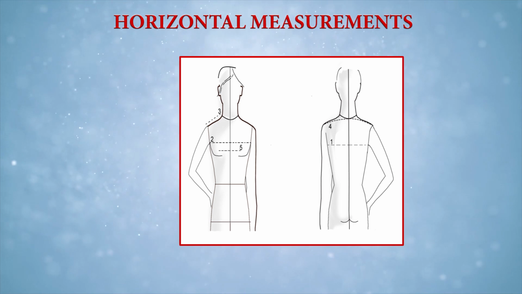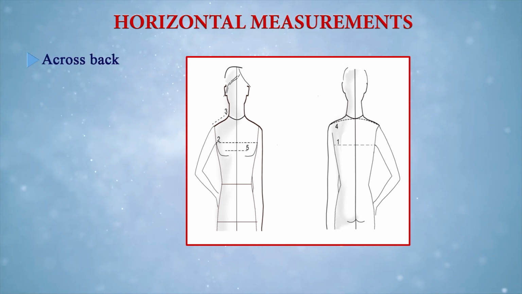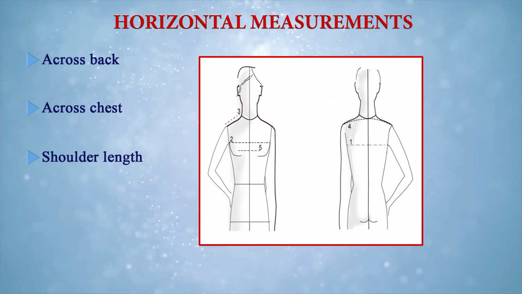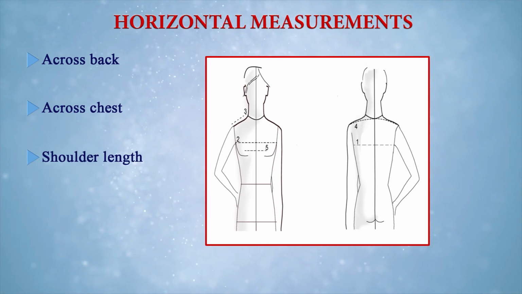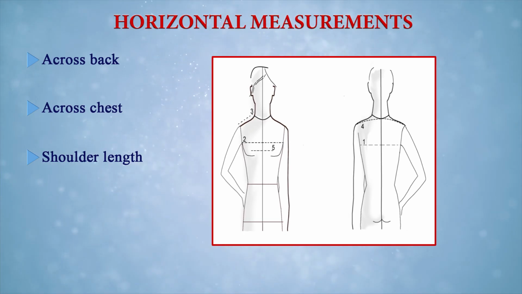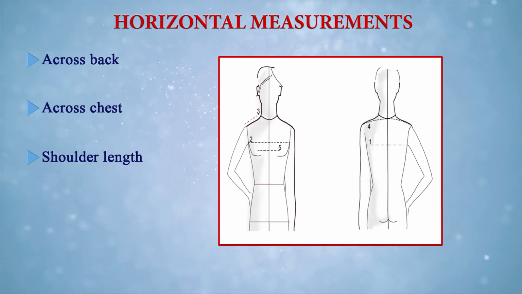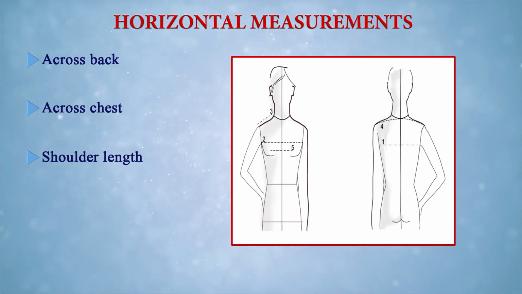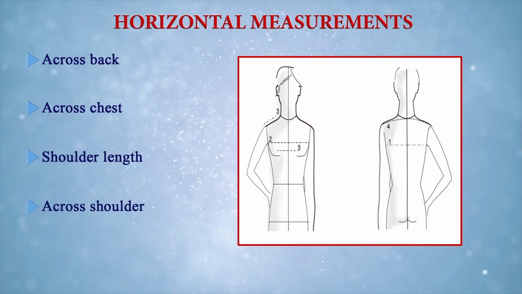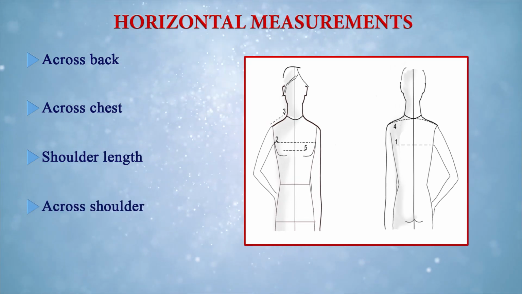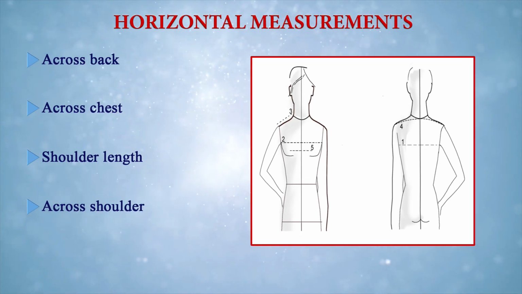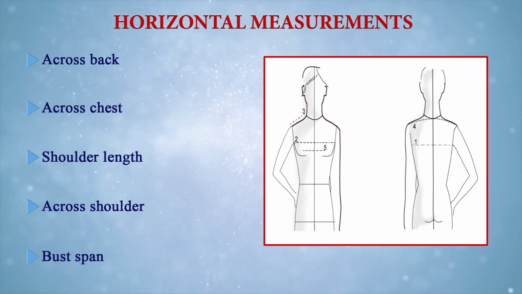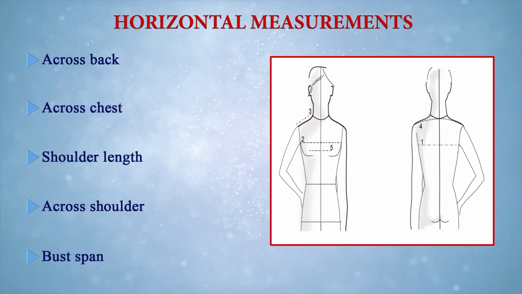Then in the horizontal measurement, we take the across back measurement, across chest measurement, and shoulder length. What is the length of the shoulder? In the first picture you can see we take the half length from the end point of the neck to the shoulder point. This is the shoulder length we take to create a shirt or kurta. Then we take the across shoulder length from one point of the shoulder to the other point of the shoulder. This is all taken, and the bust span is taken under the horizontal measurement.